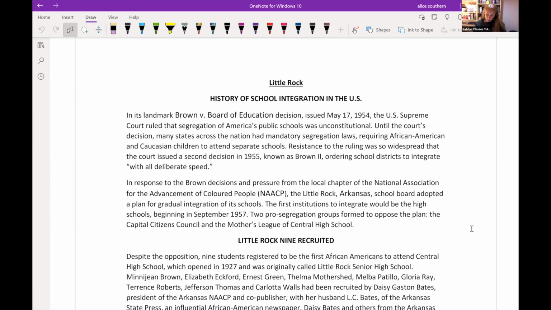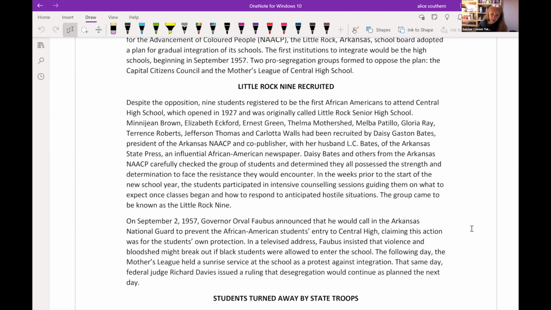So we have 9 students who are registering in Little Rock, Arkansas, in the southern states, to be the first African Americans to attend Central High School, which opened in 1927 and had been previously all white. So we've got 9 students. The ones who were still alive when Barack Obama was inaugurated, he gave medals to, or he acknowledged them anyway in some way.